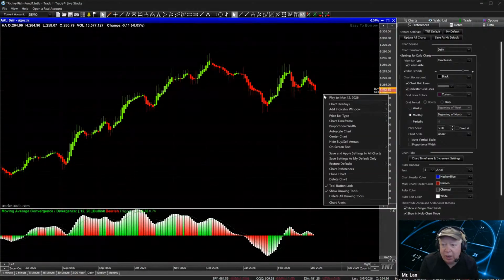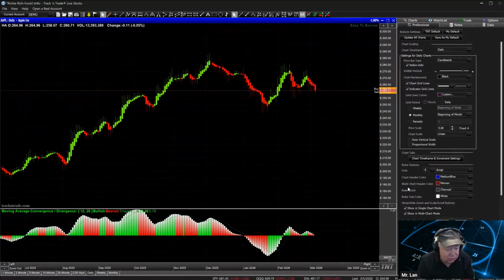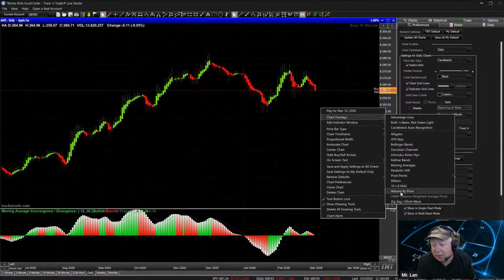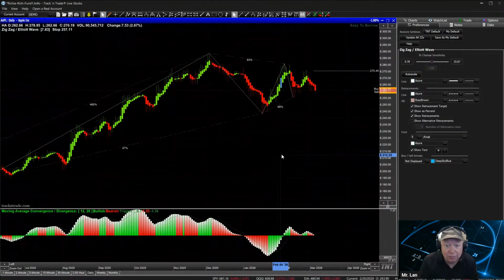So let's come in. We're going to right-click on the chart overlay, and we're going to come down here to the zigzag. And the zigzag is the Elliott wave. Now, the zigzag is a tool that was designed a long time ago. I don't even know who did it. But we modified it so much, it's not even the zigzag anymore. In Track and Trade, we changed it around so much that if we come in here to chart overlay zigzag, I don't even know who did this math the first time eons ago.